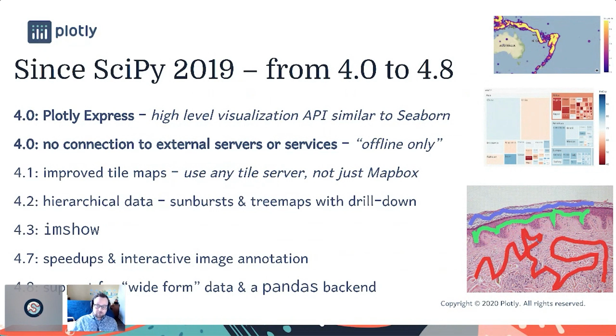For the rest of the 4.x releases, we've improved tile maps, so you no longer have to rely on tile servers provided by Mapbox. We've improved support for hierarchical data. You see a treemap here in the corner. We have sunbursts and treemaps with interactive drill down. In version 4.3, we added a function that works a lot like matplotlib's imshow for full color images. You see an image down here in the corner. In 4.7, we massively sped up the library and added interactive image annotation features, which was funded by the Chan Zuckerberg Initiative. And in 4.8, we added support for wide-form data in Plotly Express, and we also added a pandas backend.